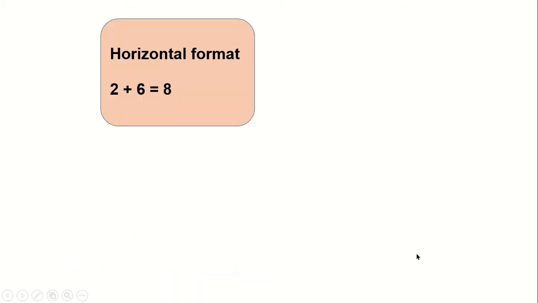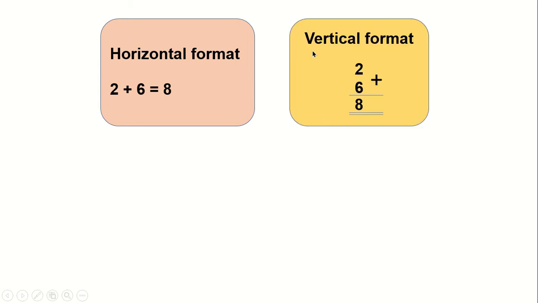Alright, so we can do addition using horizontal format. We get 2 plus 6 equals 8. This is called horizontal format. Then we also have vertical format. We write 2, below 2 we write 6, then plus, and we get 8 as the sum. So this is vertical format and this is horizontal format.